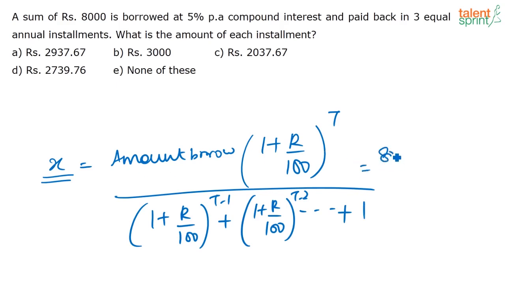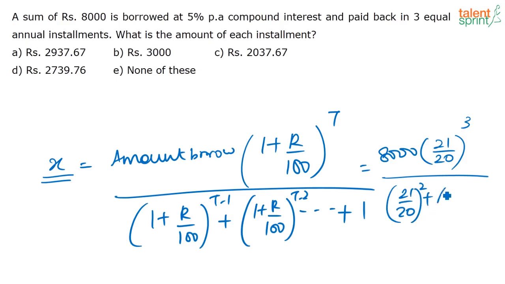So here in this particular question, the amount borrowed is nothing but 8,000, correct? 8,000 into (1 + R/100), where R is 5, so that is nothing but 21 by 20. Time is 3 years. So (21/20)^3 divided by (21/20)^2 + 21/20 + 1. If you solve this, you will get the answer. This is the formula to solve the question.